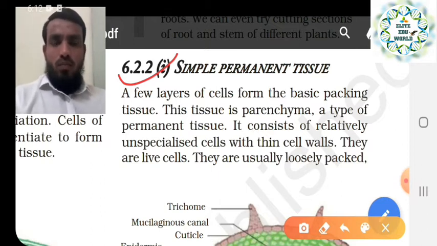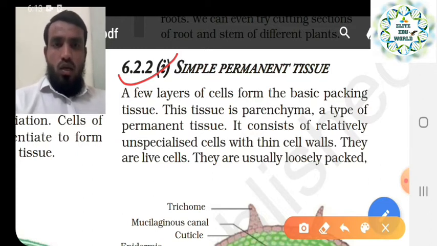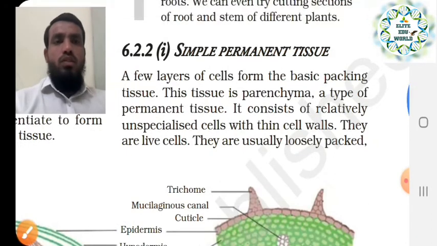And complex permanent are the tissues made from different kinds of cells, more than one type of cell is there to make the tissue. That is why it is called complex permanent. We will see the details in the next slide. So first we'll start with simple permanent.